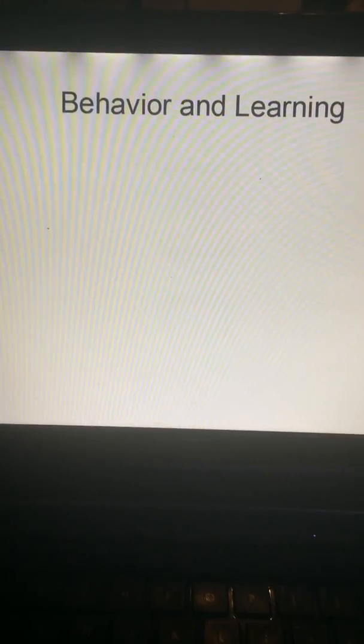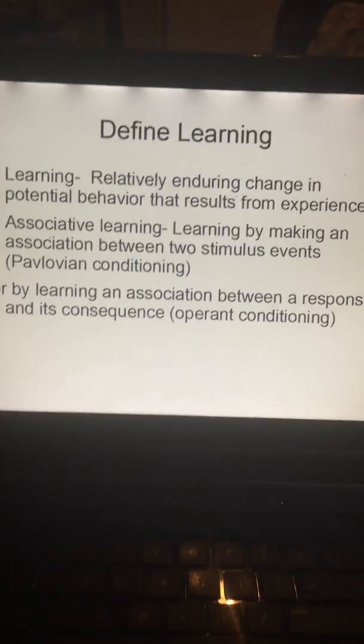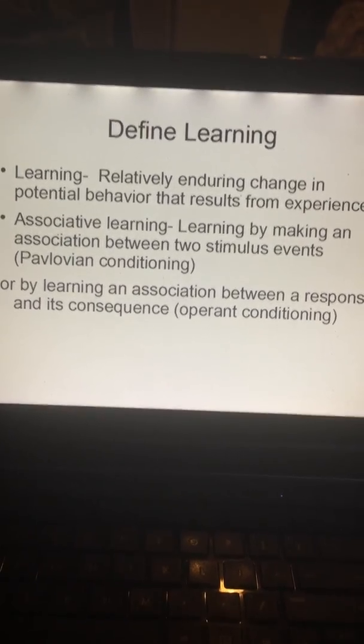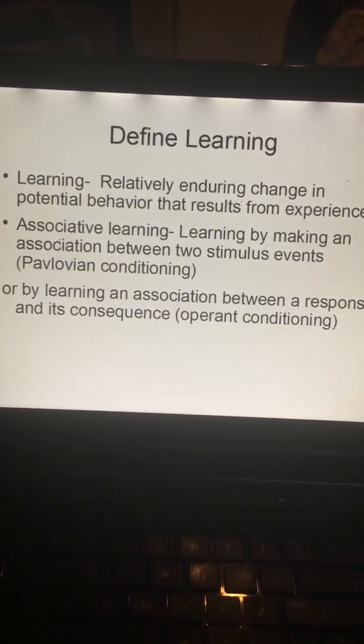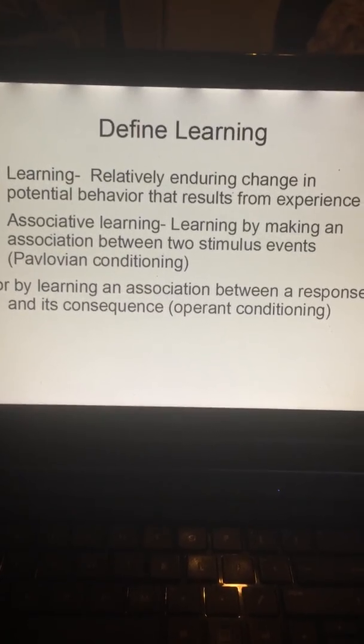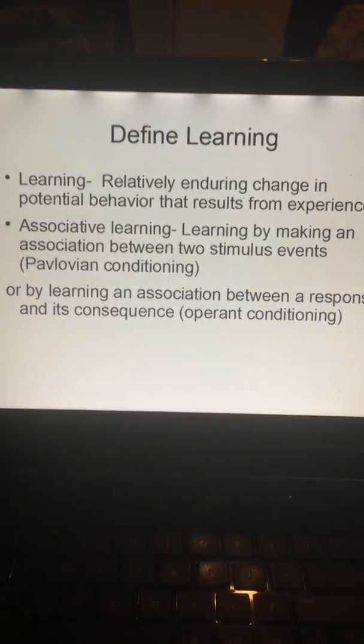Okay guys, let's start talking about behavior and learning, which is going to be a huge part of test 2, so let's get into it. We're mostly going to be talking about associative learning today. Now, learning in general is a relatively enduring change in potential behavior that results from experience. So in order for learning to happen, a behavioral change has to occur.